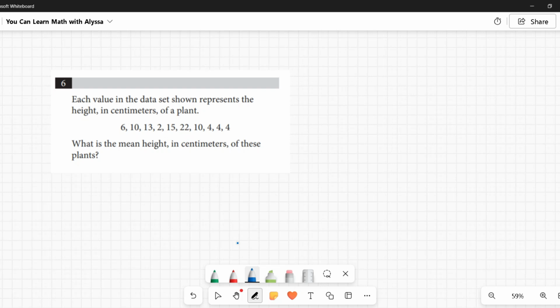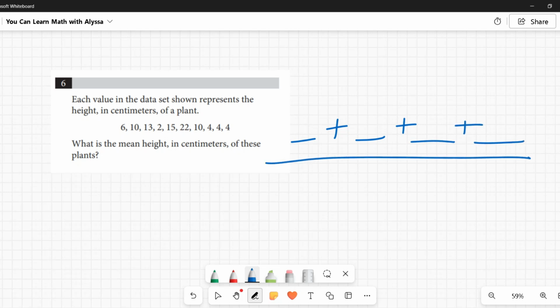Mean is another word for average. When we find the average of a data set, of a list of numbers, we add all those numbers together. Then we count how many numbers we added and we divide by that number. It's like this little one. There's 1, 2, 3, 4 numbers adding together. You would divide by 4 after you added them.